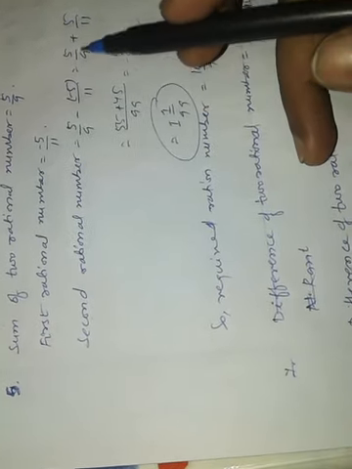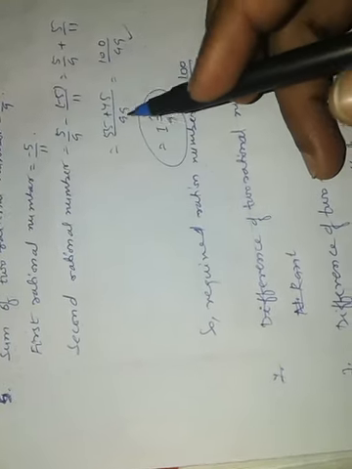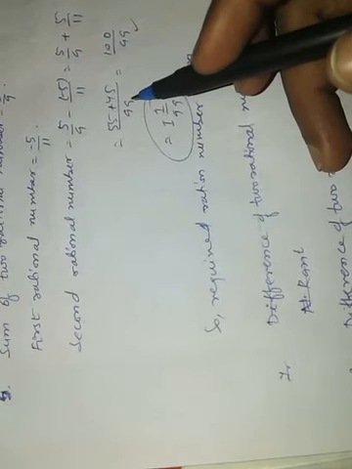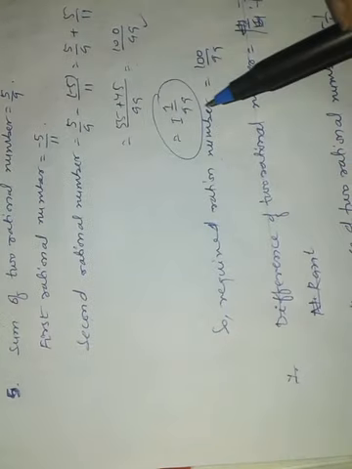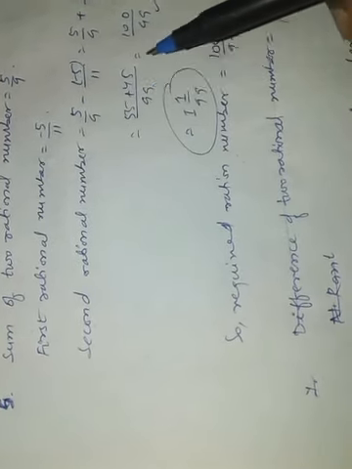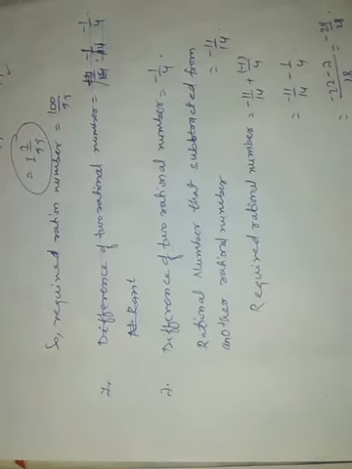How is it plus? Because minus minus becomes plus. Then I take the LCM. As you know, 9 and 11 are co-prime again, so we will multiply directly: 9 times 11 is 99. So it is 55 plus 45 by 99, which is 100 by 99. So the required number is 100 by 99. Up to question 6 you can do it by yourself like this.